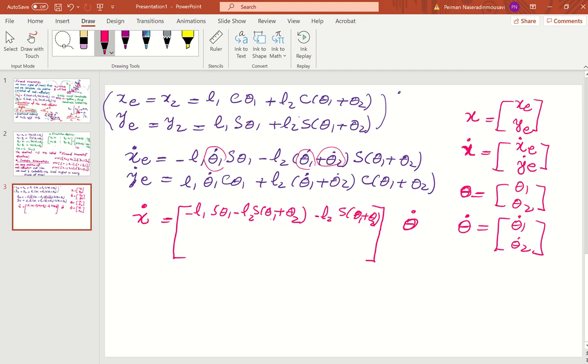Now the next line, the second line. You're going to have L1 cosine theta 1 plus L2 cosine of theta 1 plus theta 2, and now L2 cosine of theta 1 plus theta 2.